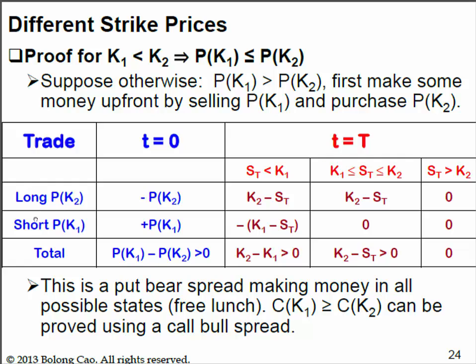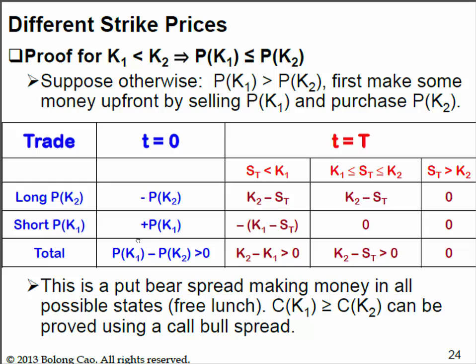So in terms of position, we look at a long in the high strike put and a short in the low strike put. The second column is for cash flow. We paid the premium for the high strike put, and we received the premium on the low strike put. And remember, because we assume the low strike put costs more, or actually generates higher proceeds, here we are selling it short. So you actually make money upfront.